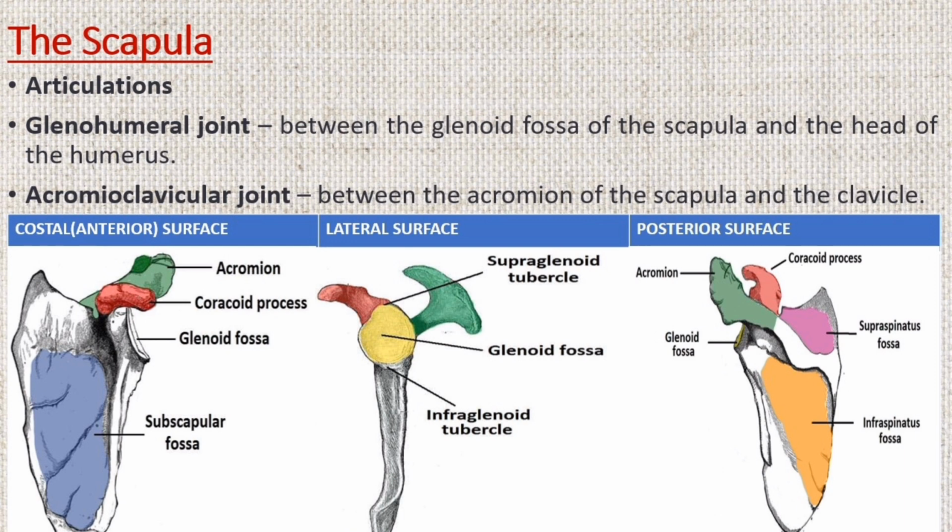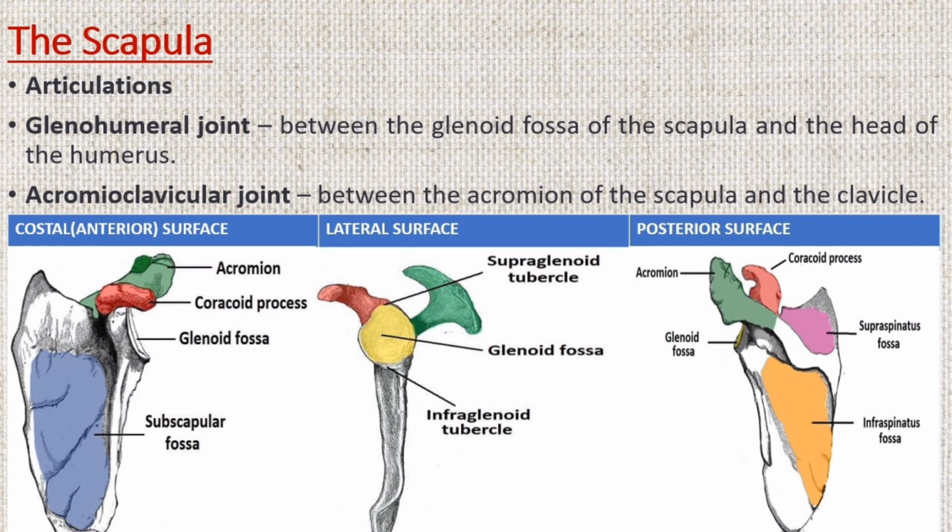The costal anterior surface of the scapula faces the rib cage. It contains a large concave depression over most of its surface, known as the subscapular fossa. The subscapularis originates from this fossa. Originating from the superolateral surface of the costal scapula is the coracoid process. It is a hook-like projection, which lies just underneath the clavicle. 3 muscles attach to the coracoid process: the pectoralis minor, coracobrachialis, and the short head of the biceps brachii.